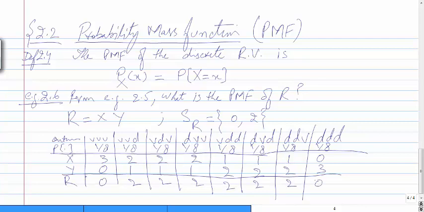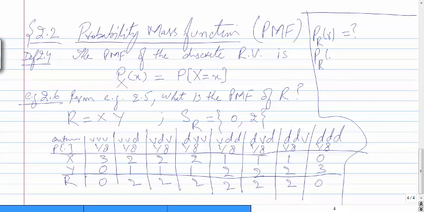Now, I will use this space to solve this problem. Now we have to calculate the PMF of R, small r. So this I need to calculate. I know the range of R has 0 and 2, so I have to calculate the probability for 0, which is equal to the probability when capital R is equal to 0.